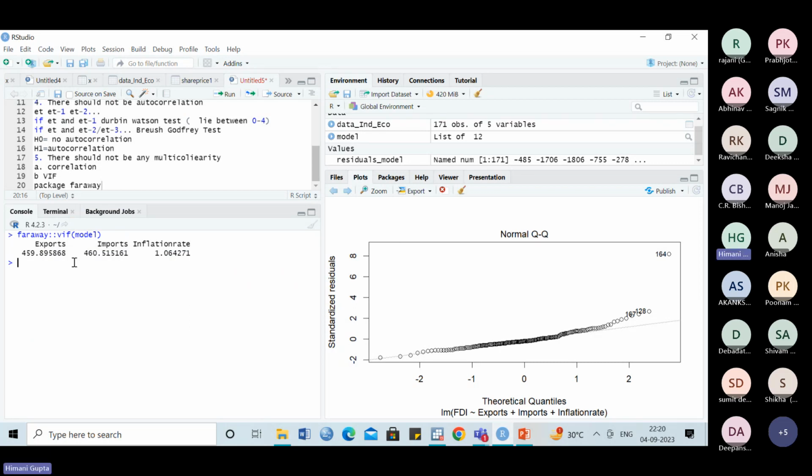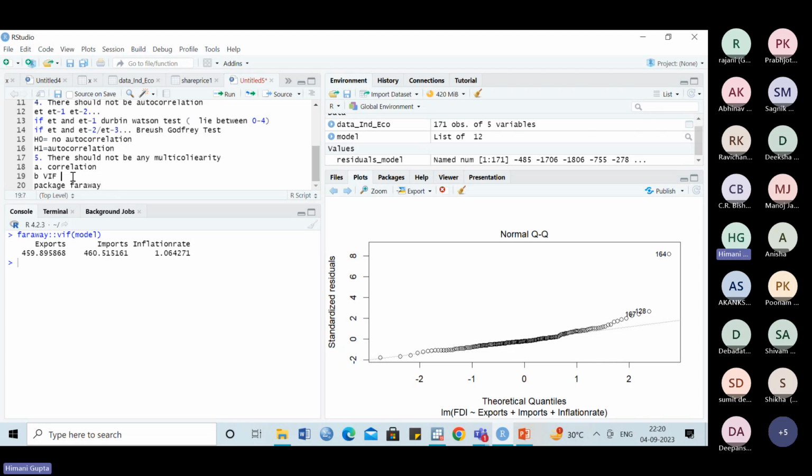Now you can see over here, exports is 459, your imports is 460. That means they are highly correlated, isn't it? Now, how to judge whether they are highly correlated or not? Over here, I am seeing the values are 459, 460. So if any value of VIF is greater than 5, there is a presence of multicollinearity.